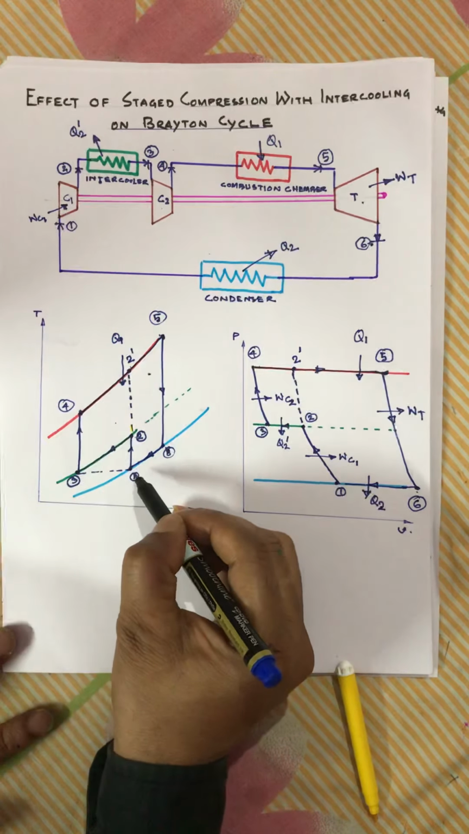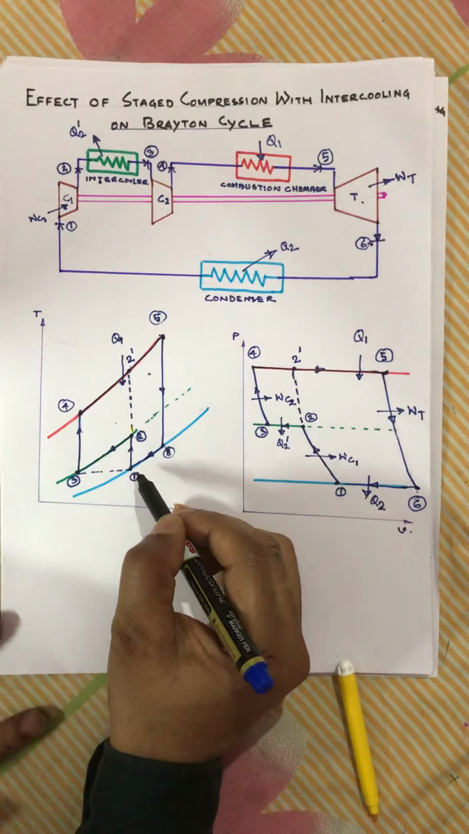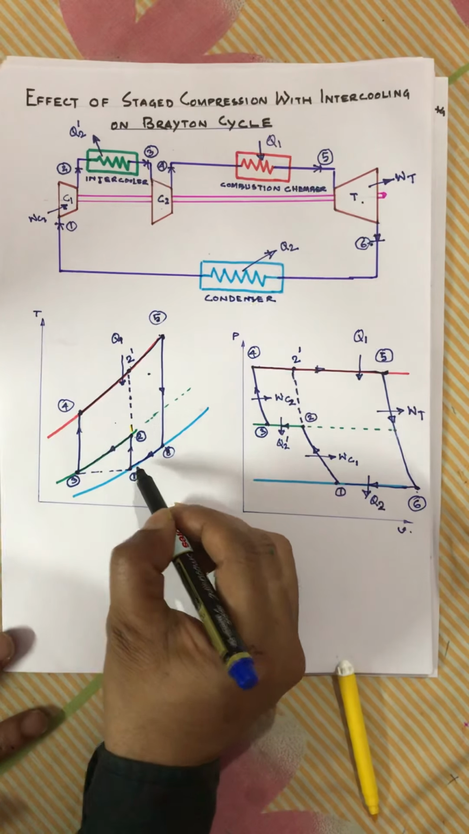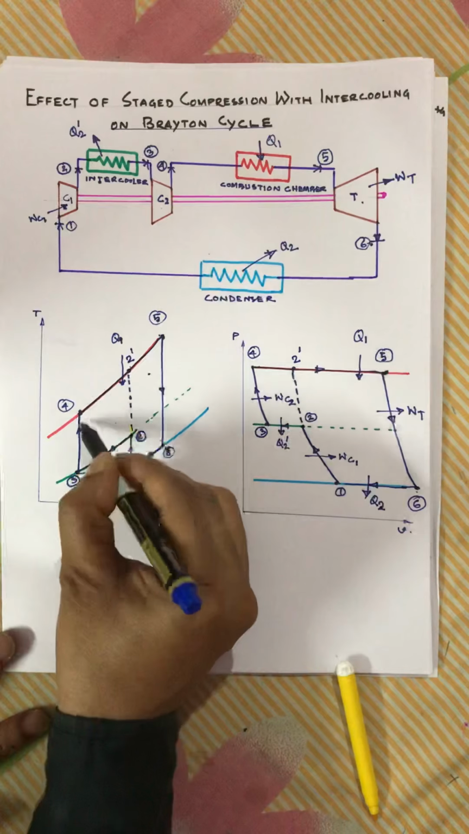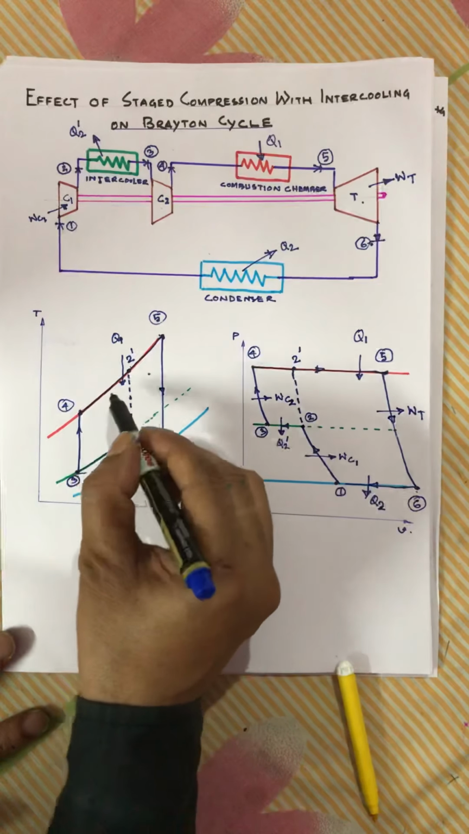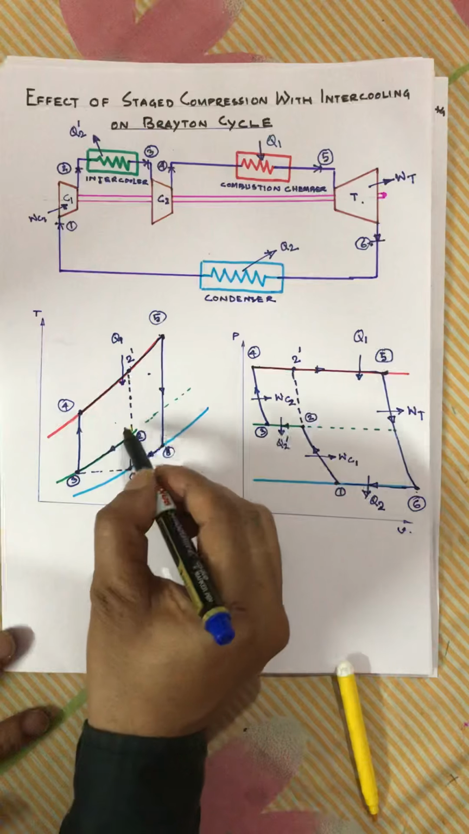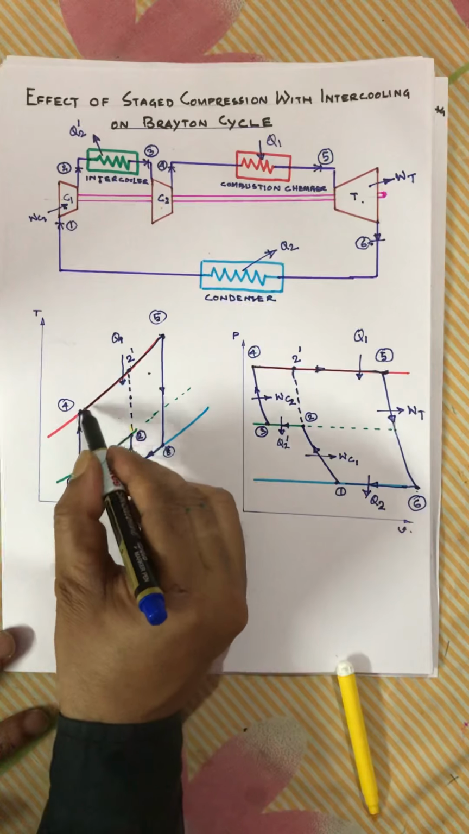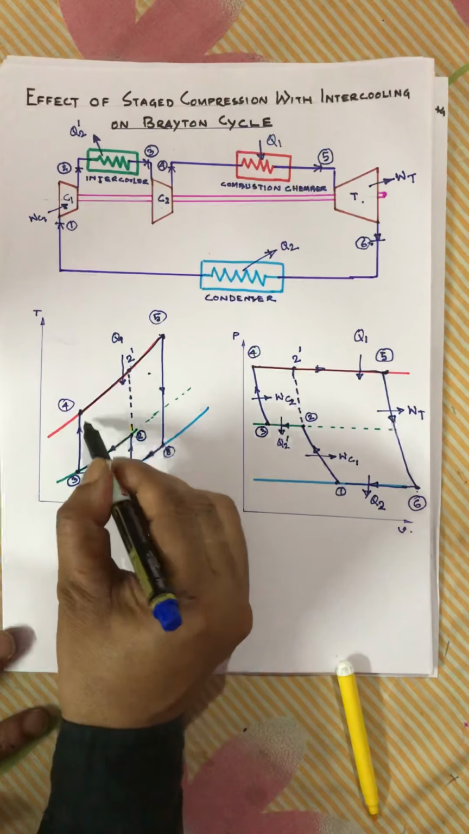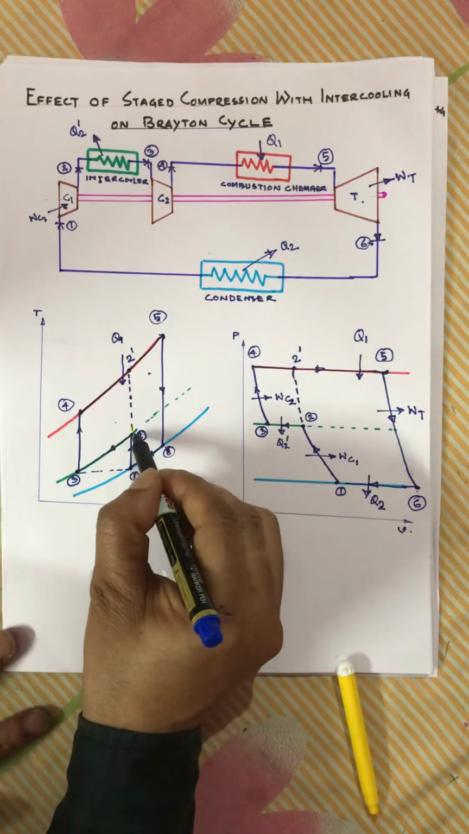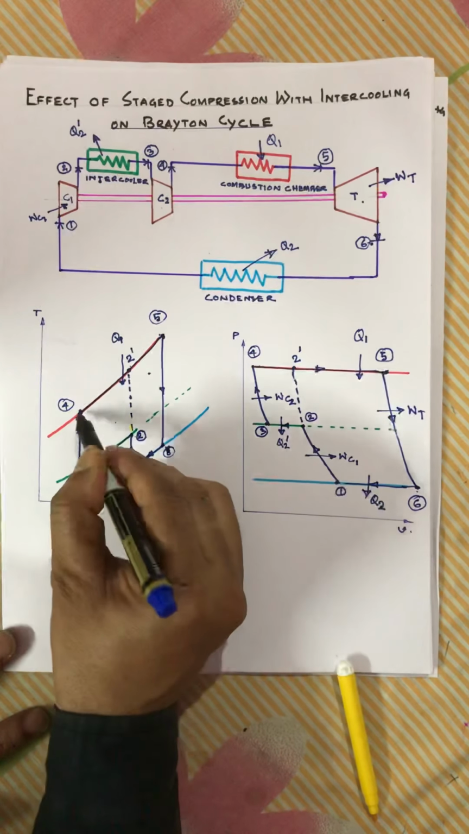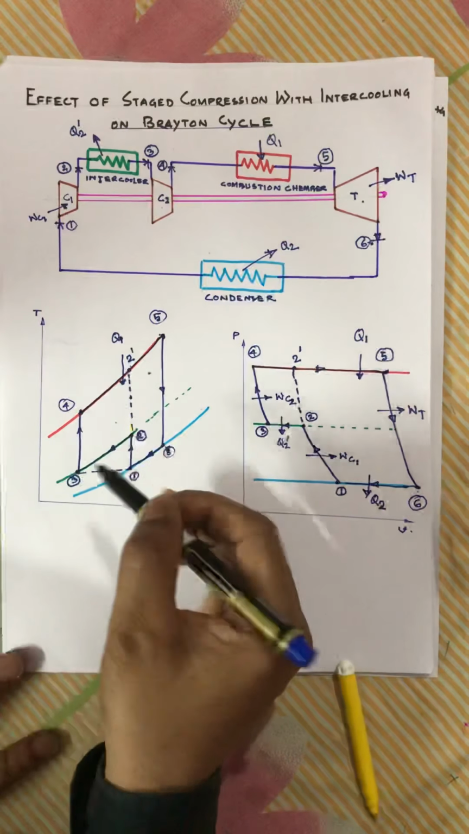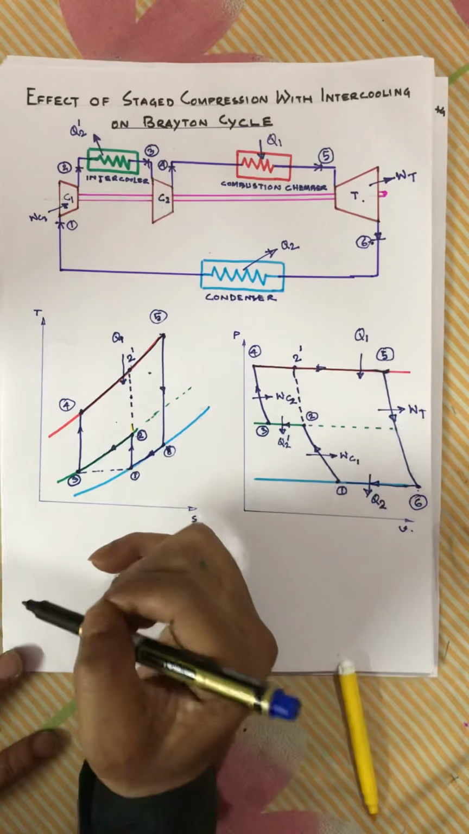So there is more work capacity since the area is included. How much? This one. So for this staged compression with intercooling, there will be more work capacity, because of the included area of this elementary cycle, that means 2, 3, 4, 2 dash. But the heat supply becomes more.